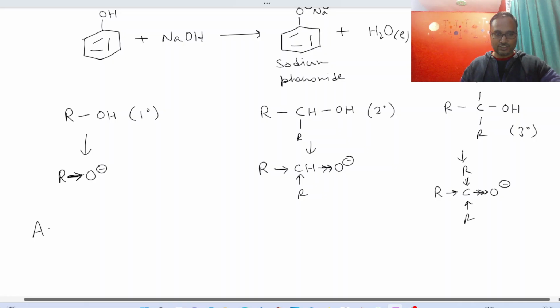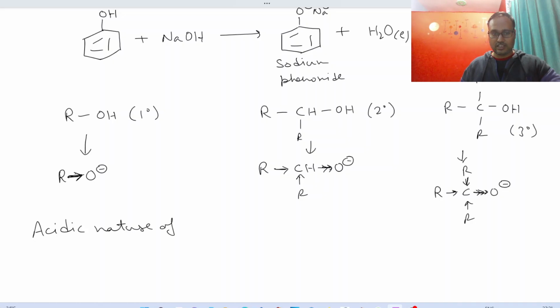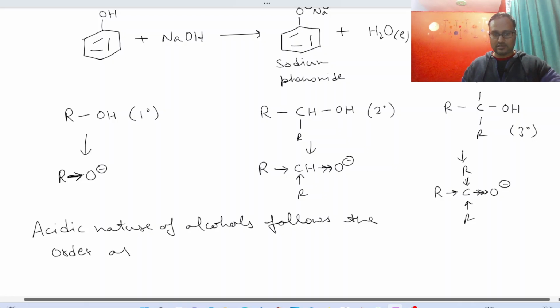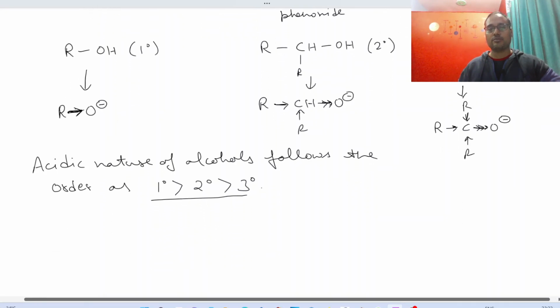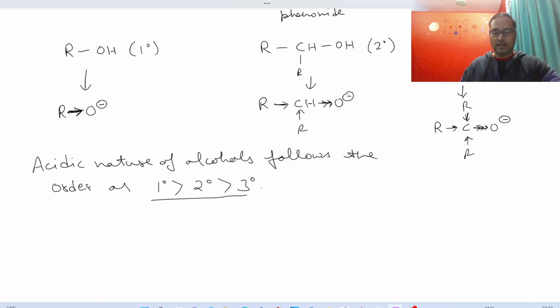So the acidic nature of alcohols follows the order: 1 degree is more acidic than 2 degree is more acidic than 3 degree. This is the order usually followed by the different alcohols, that is primary, secondary and tertiary, in their acidic strength. If we compare alcohol to water, which one is more acidic, whether water is more acidic or alcohol is more acidic?